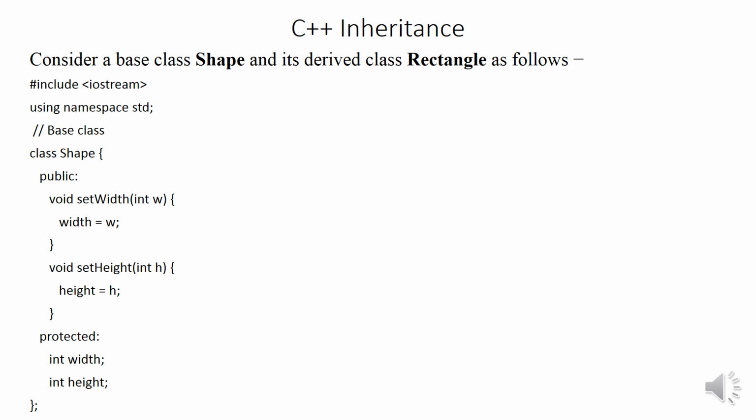Students, here I have taken an example of a derived class as well as a base class. Here the derived class is Rectangle, and the base class is Shape. Before defining the base class, we define the include file as well as the namespace. After that the base class is Shape. In that base class we publicly define one member function, setWidth, and in that we pass the parameter int w, and we also define a data member, w, that is width.